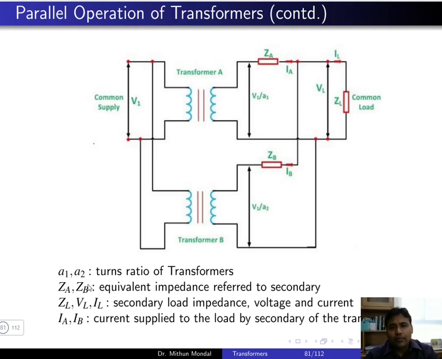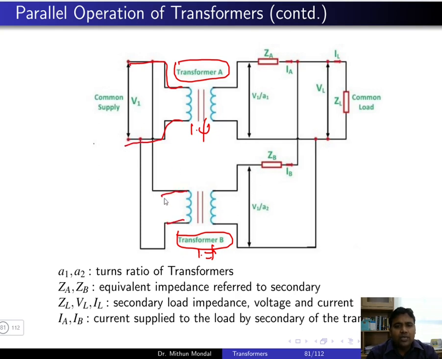Now let us understand the parallel operation from some internal aspect. This is your transformer A and transformer B. Both are single phase transformers. We have to do the parallel operation of the transformers. Then you see that the primary of transformer A and the primary of transformer B are connected in the same polarity to the supply voltage.